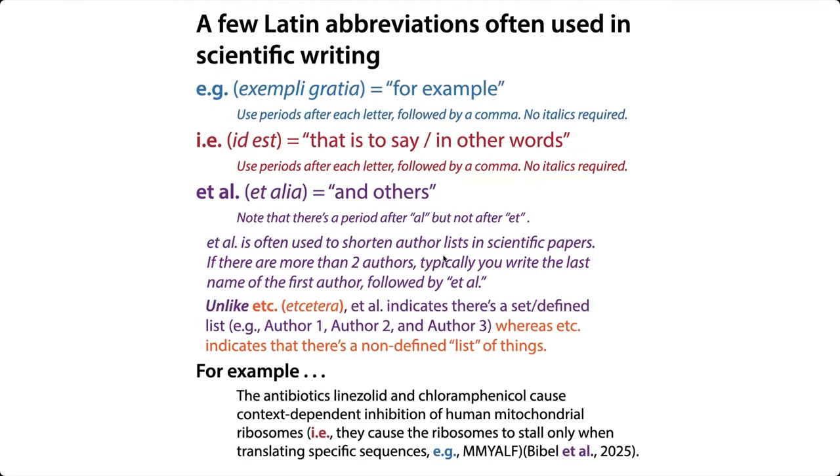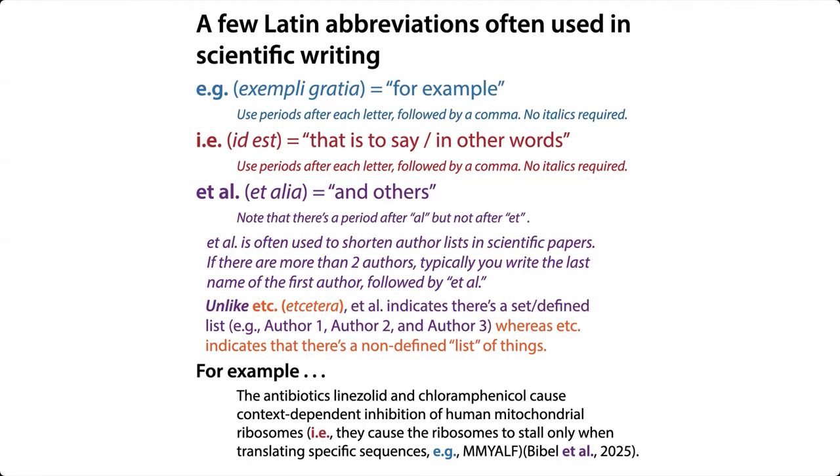So I'm only listing one author, but there are three authors. But it's not like there could be endless authors. There's a set list of authors, and I'm not putting the full thing, but there's this distinct set of them. Whereas etc. is not a defined set.